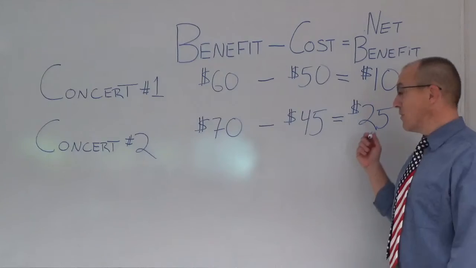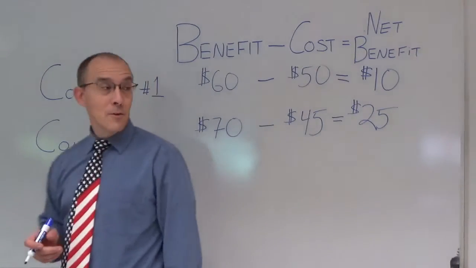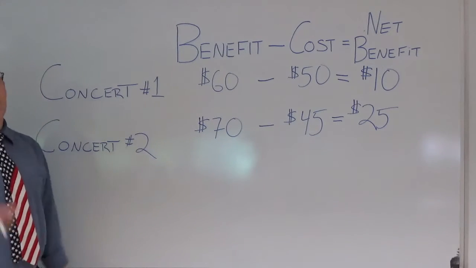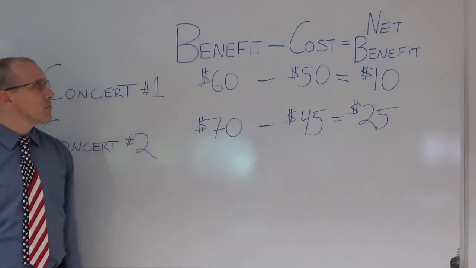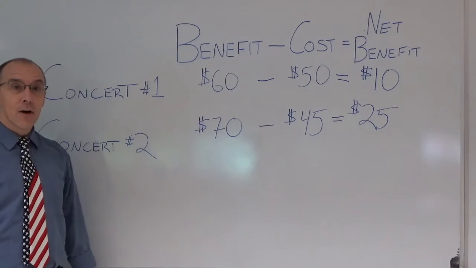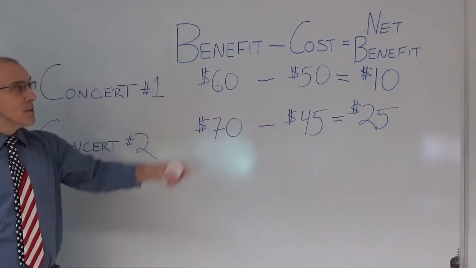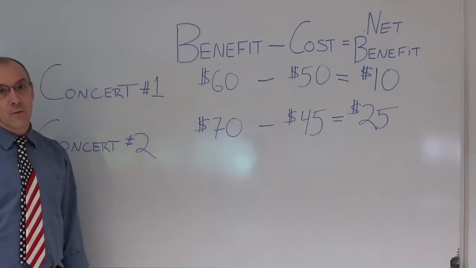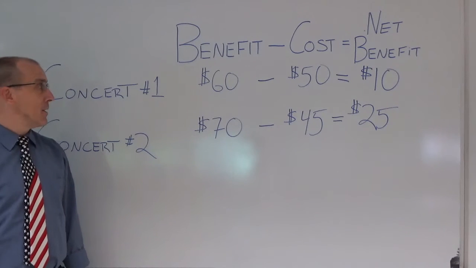You can see here, with this net benefit of $25, concert number two is looking pretty good. Here's the catch though. You already paid the $50 for concert number one. What should you do? Should you forget about concert number one and go to concert number two, which will give you a higher amount of net benefit? How to conceive of what's going on here? Well, this is where this idea of sunk costs comes in.